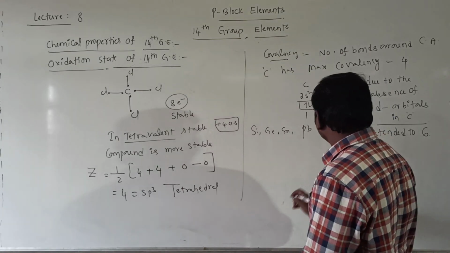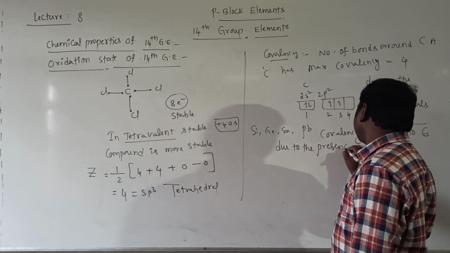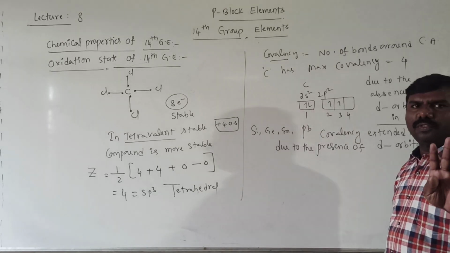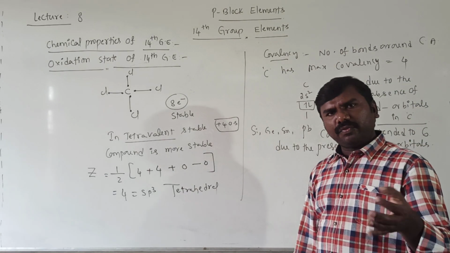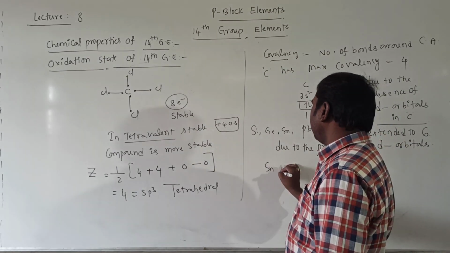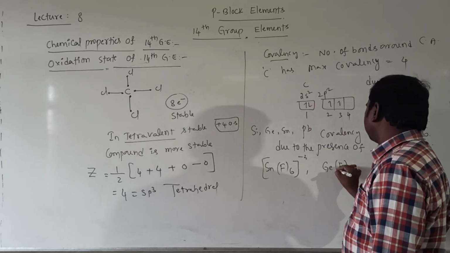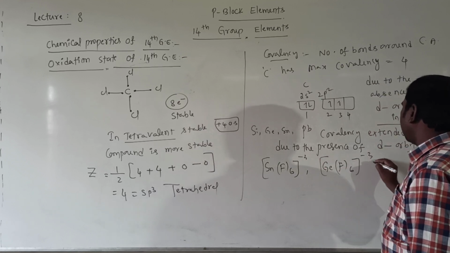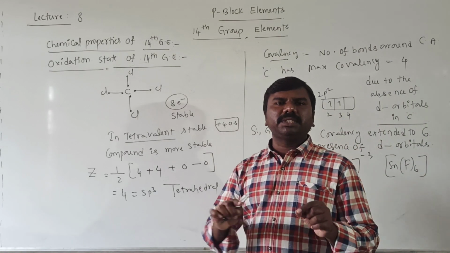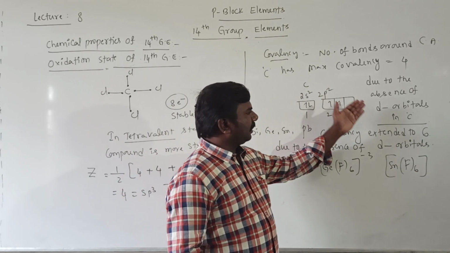That's why, due to the presence of d orbitals, only carbon forms 4 bonds, the remaining can form 4, 5, even 6 also. For example, SiF6 2-, GeF6 2-, SnF6 2-. F6 means around the central atom 6 fluorines are surrounded by 6 bonds. 6 bonds means covalency will be 6.